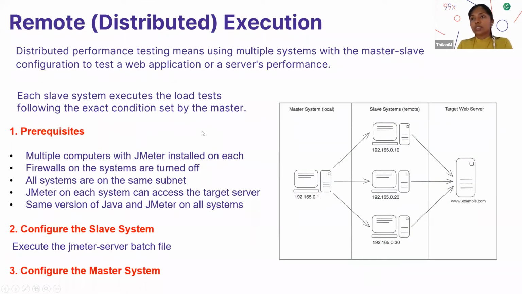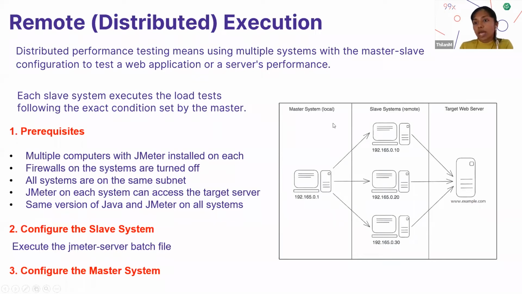Yeah, so this distributed or remote execution means using multiple systems with client master slave configuration to test the performance of an application or a server. And here we use a slave system to handle the test execution on the remote clients who are acting as slaves to execute the test on the target server by following the exact conditions set by the master system. And by doing so, we can achieve a higher number of concurrent users requesting the same target server.